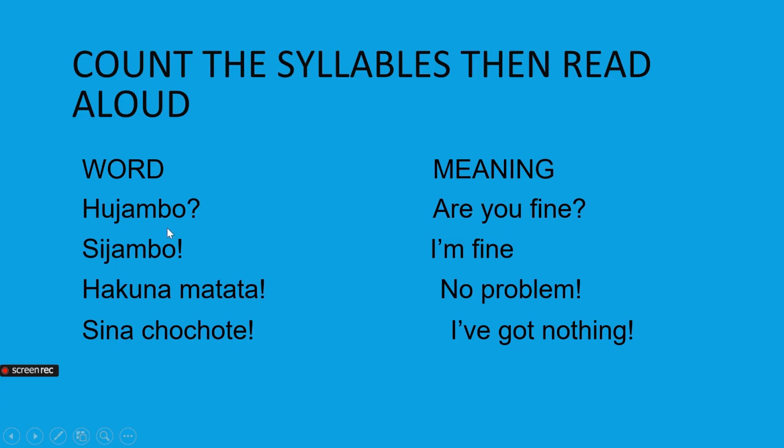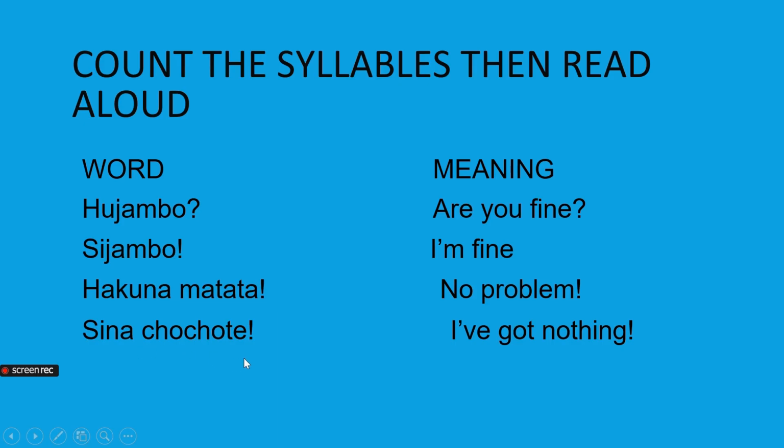Then the next word, sijambo. Sijambo. So, we have si, ja, mbo. Those are moja, mbili, tatu, nne. There are 4 syllables. Hakuna matata. There's no worry. Hakuna has 3 syllables. Matata also has 3 syllables. In total, we have 6 syllables.